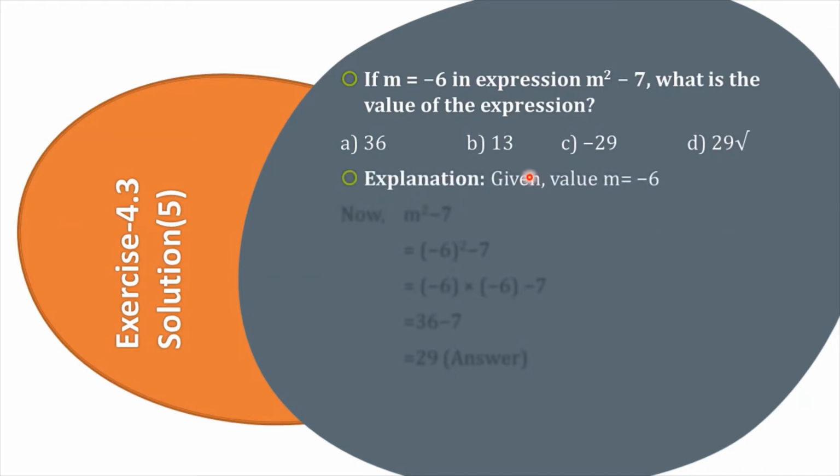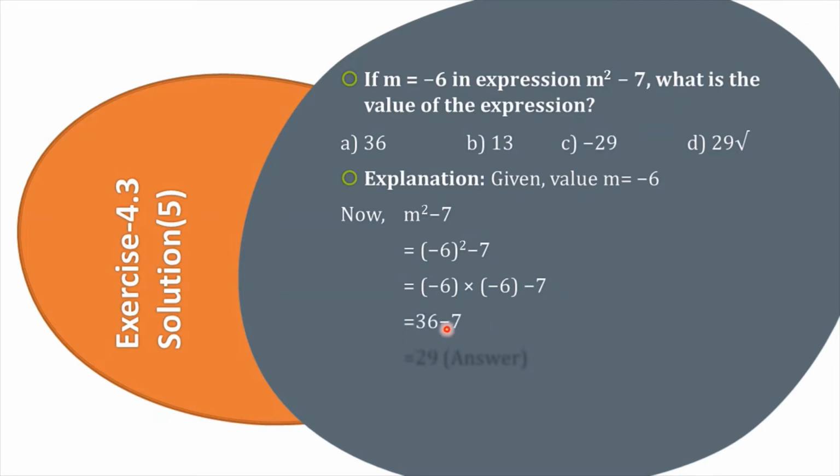Given value m equals minus 6, and we have to put the value of m in m square minus 7. Now m square minus 7 equals, as you know, the value of m is given as minus 6. So minus 6 whole square, because we are just putting down the value of m, minus 7. As you know, minus 6 whole square means there are two minus 6s in here. That's why minus 6 multiplied by minus 6, and the remaining minus 7.